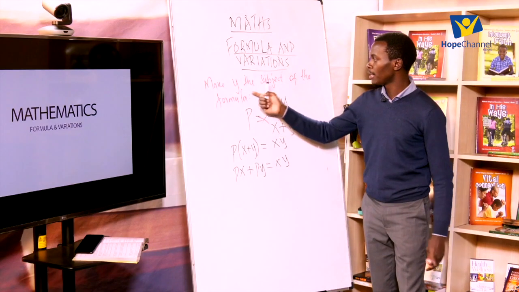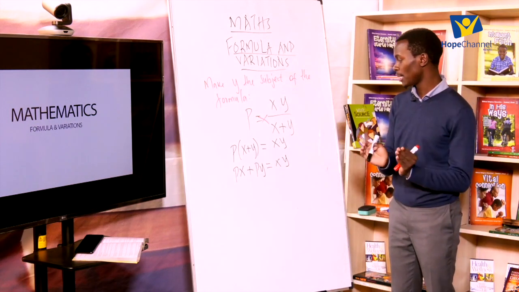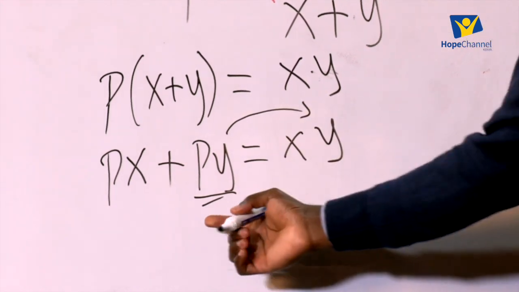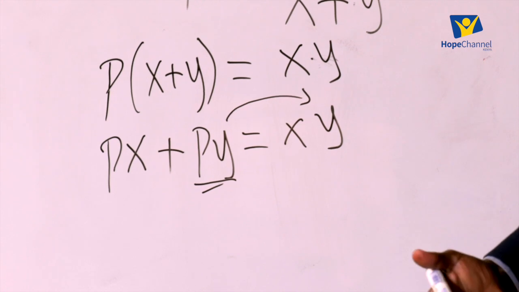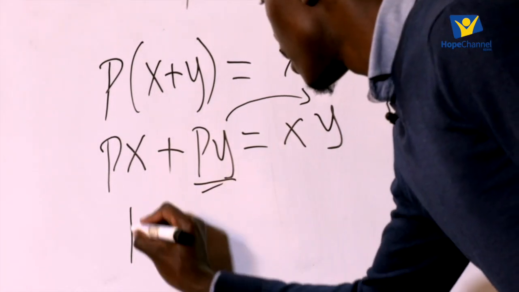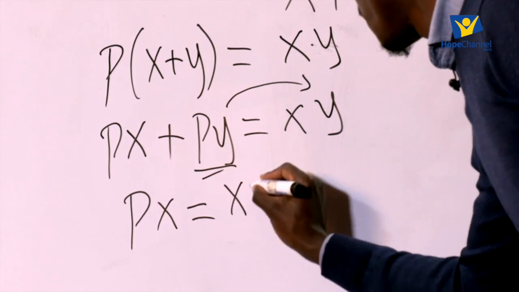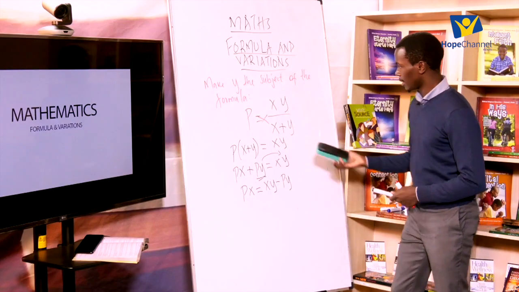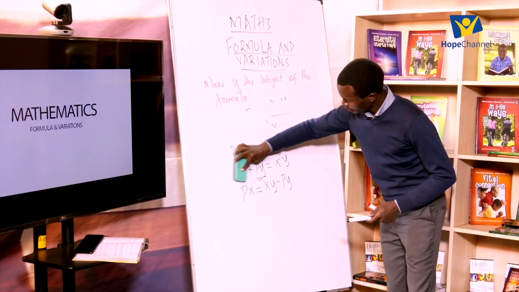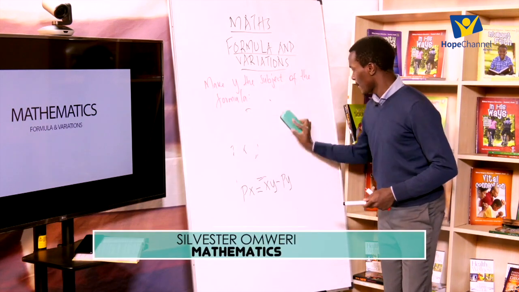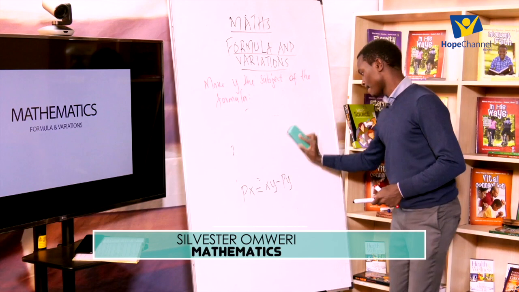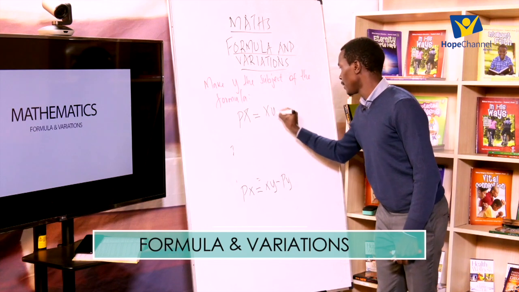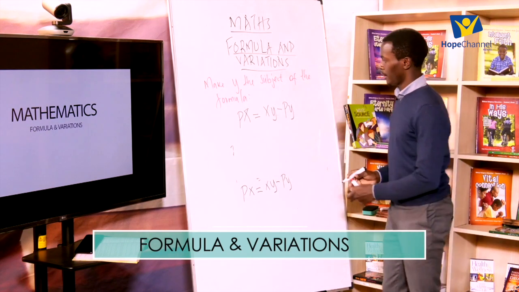Now we need to make y the subject of the formula, so we will have to put all the y's together. That requires us to take py to the other side. Now because it is positive, when it crosses the equal sign, it becomes a negative, and therefore px is equal to xy minus py. So I can clean this first part here, so that we create space for working. Transfer it here, px is equal to xy minus py.